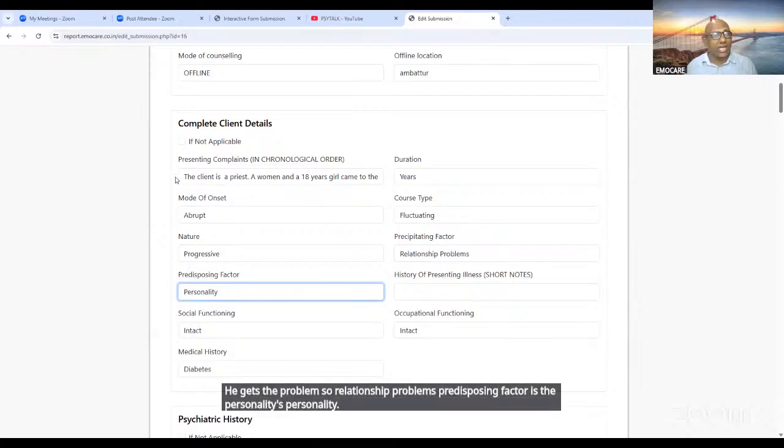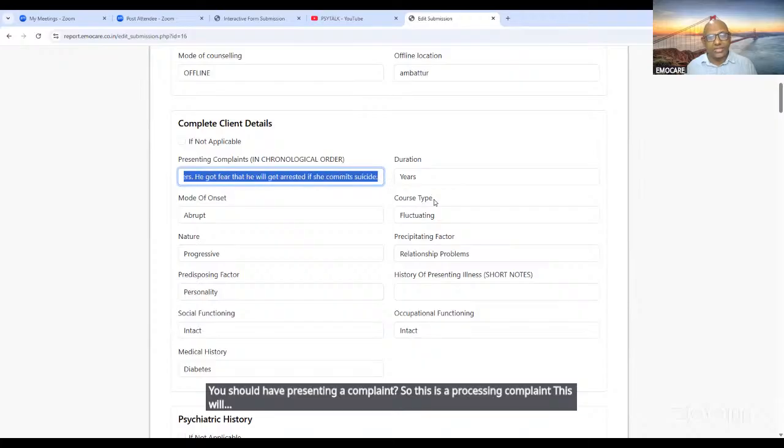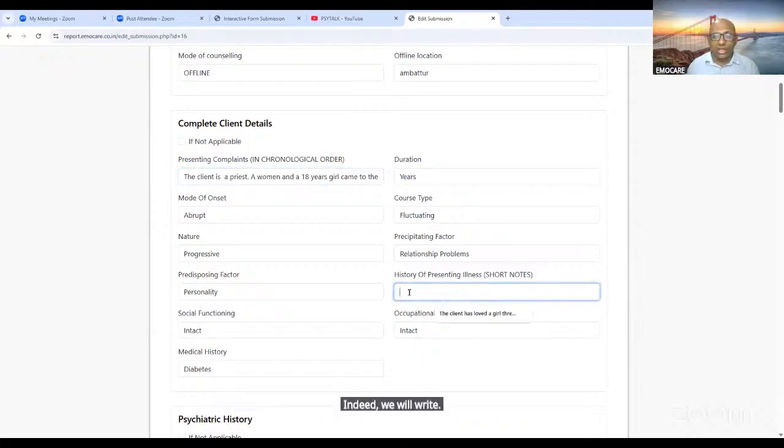History of presenting complaint. So this is a presenting complaint. This we will write in depth. Not able to sleep, not able to carry on with work, feel sudden fear and anxiety.